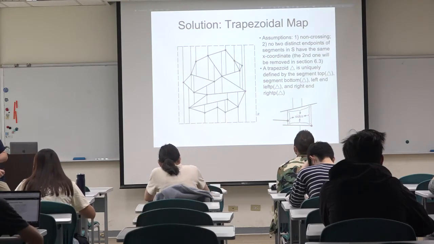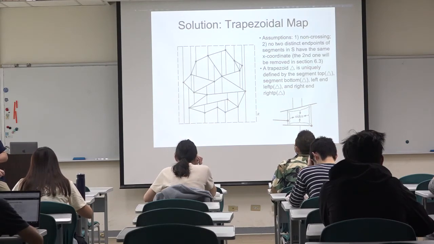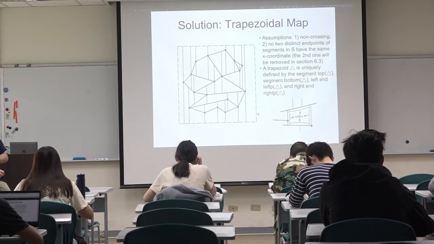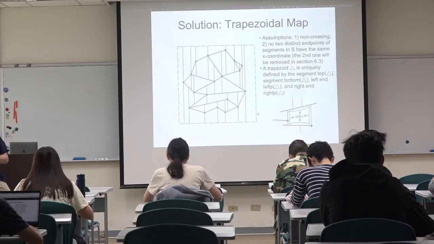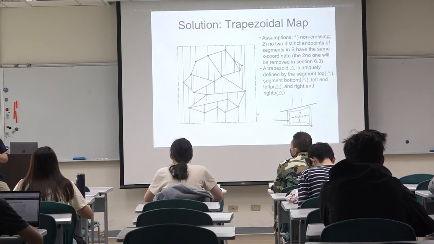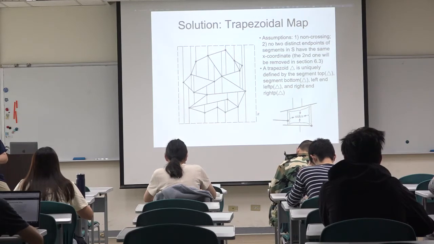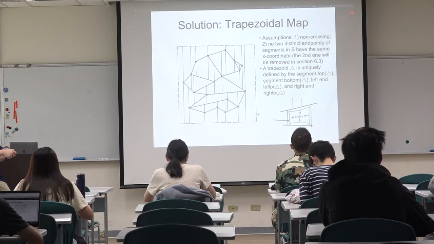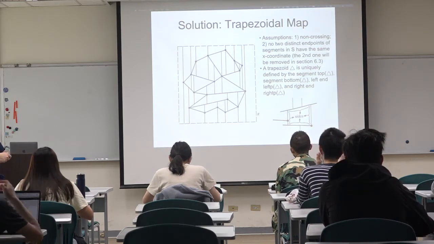What is a trapezoidal map? What is this word trapezoid? Most of you learned mathematics in Chinese, right? In Chinese, 中文, so you may not know what this word means. This is very simple. It's 梯形. You know 梯形, right? Okay. So trapezoidal map in Chinese is 梯形图.